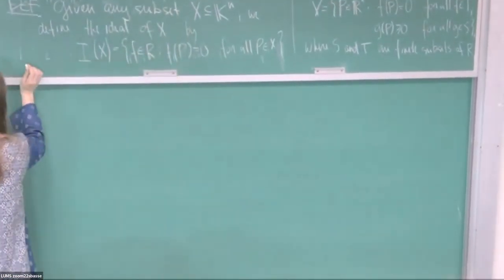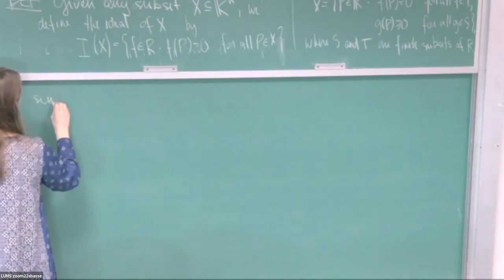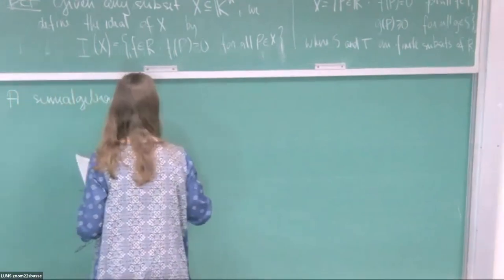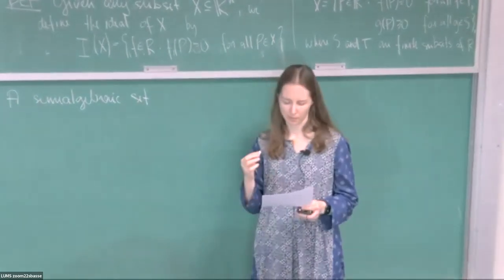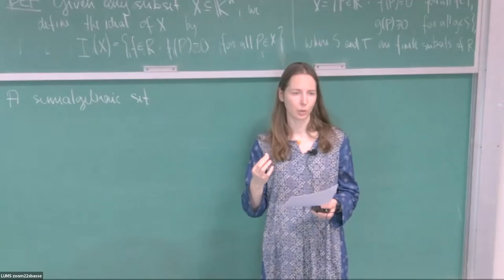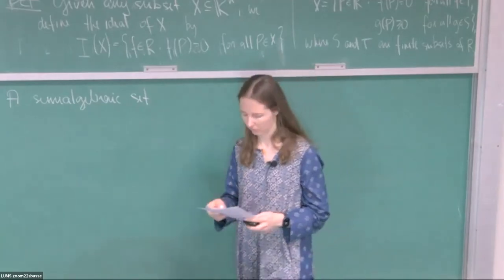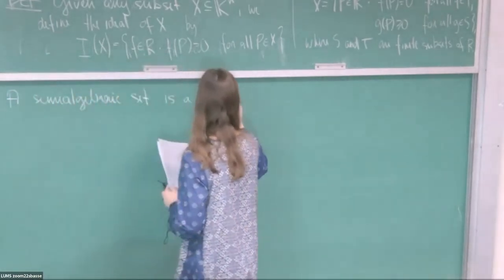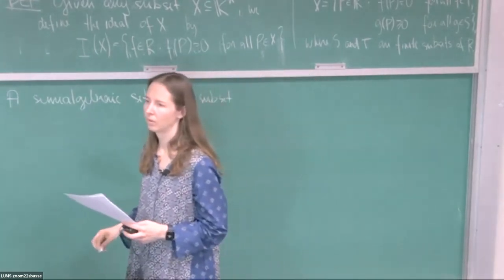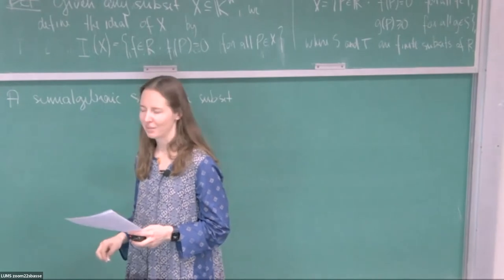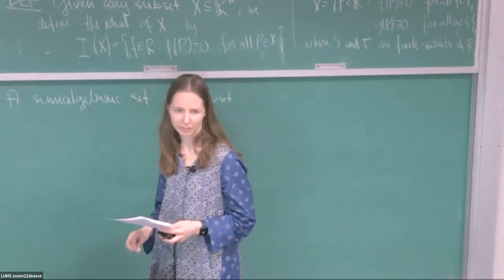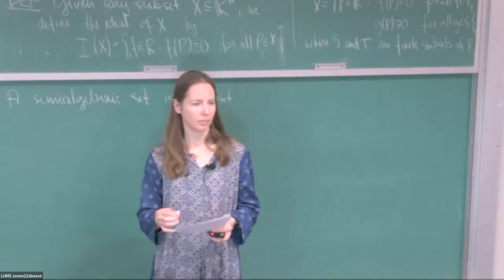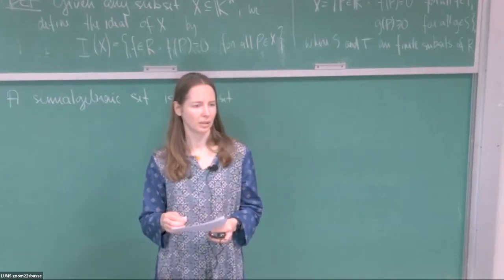And then a semi-algebraic set is obtained from basic semi-algebraic sets by a finite sequence of taking unions, intersections, and complements. So the set of rational numbers is not a semi-algebraic set, right? Sorry? The set of all rational numbers is not a semi-algebraic set. Yeah. That's a good example.